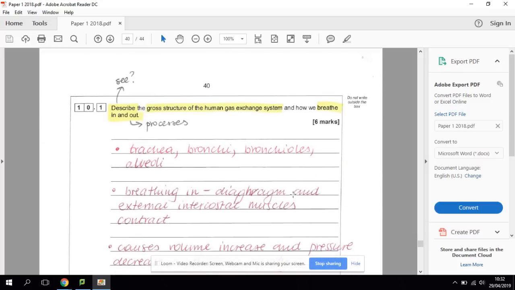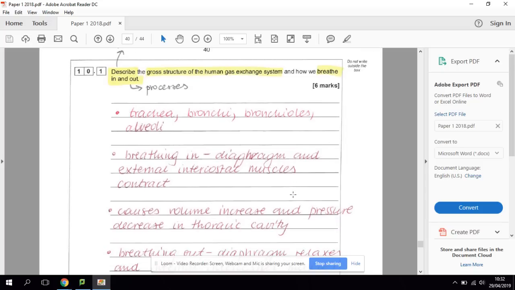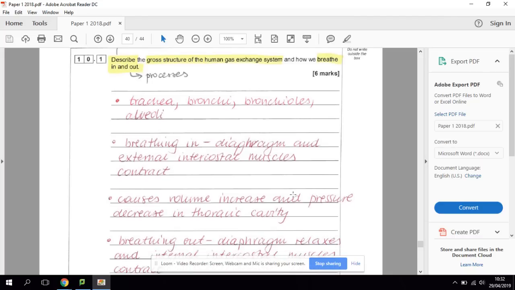Finally, question 10, describe, so again, say what you can see, the gross structure of the human gas exchange system and how we breathe in and out. So here they're actually asking you for two things, breathing in and out, and then gross structure. So 6 marks for this, really easy question. So where are the marks coming from? The marks come from, of course, the gross structure. So you could list that in the right order: trachea, bronchi, bronchioles, and alveoli.